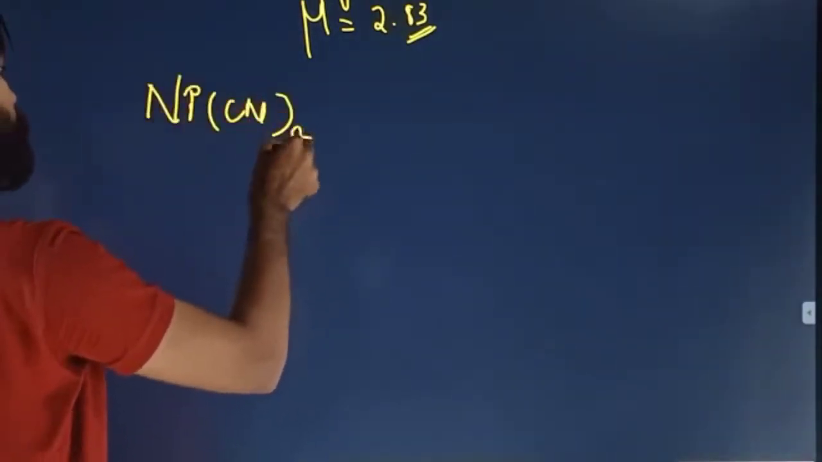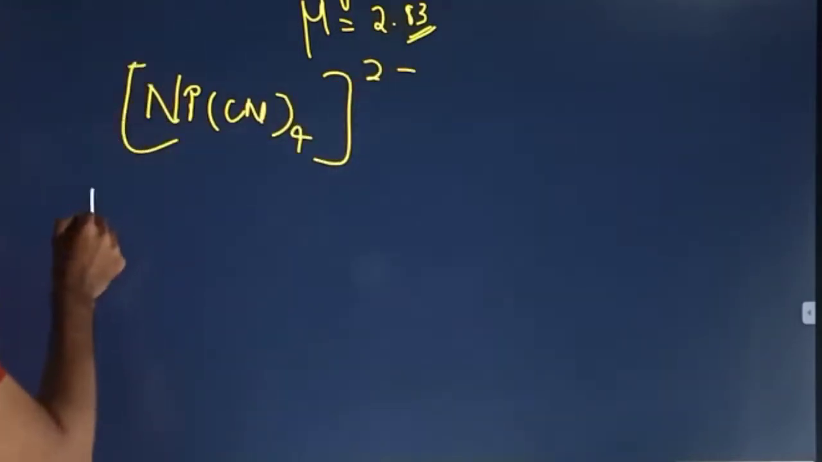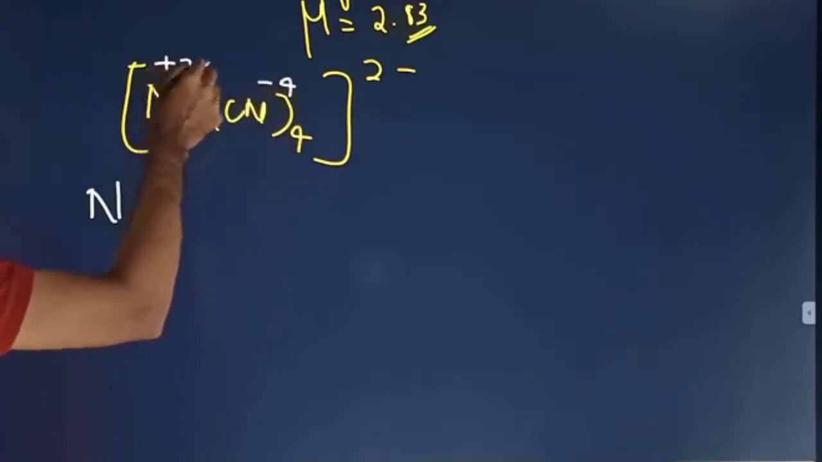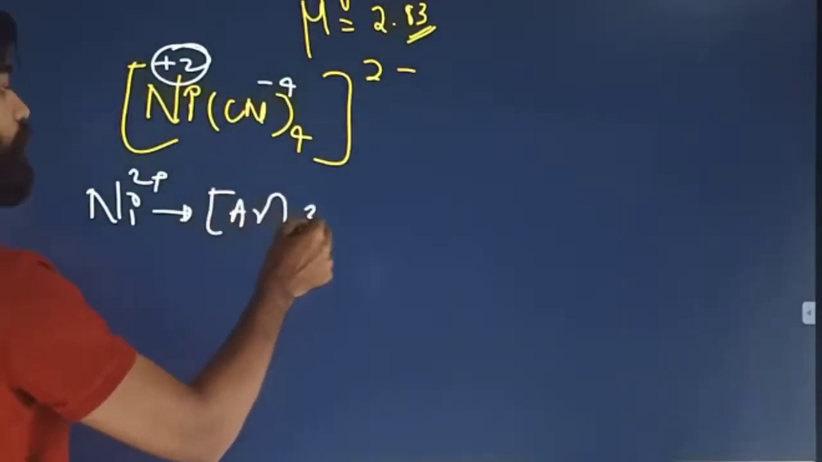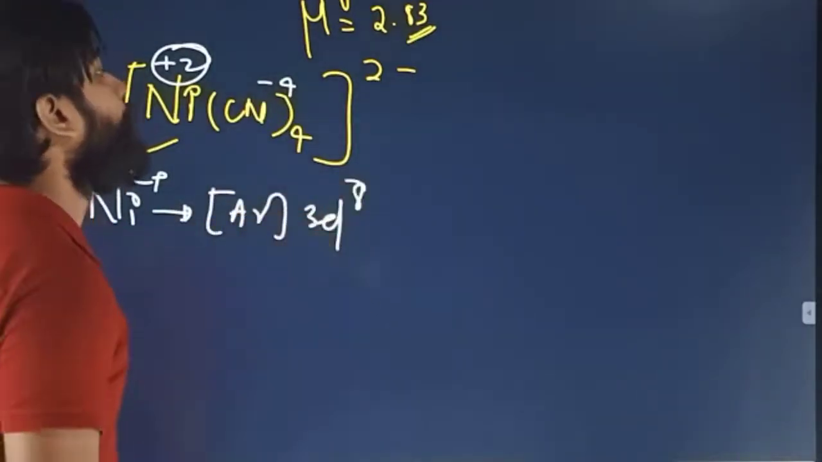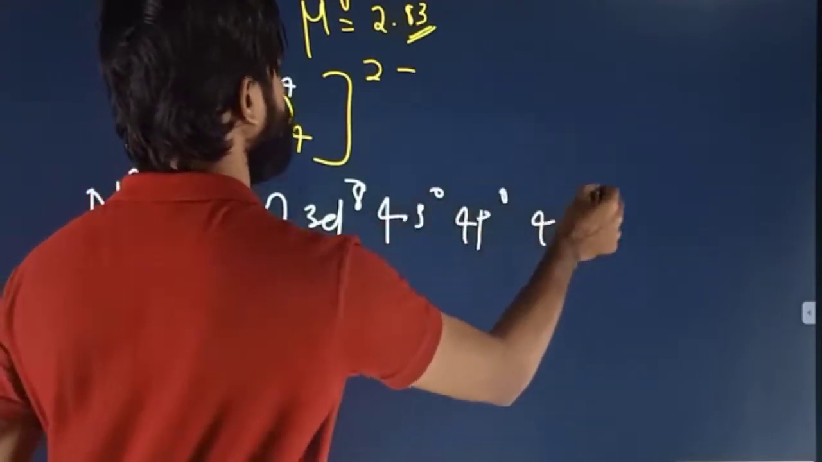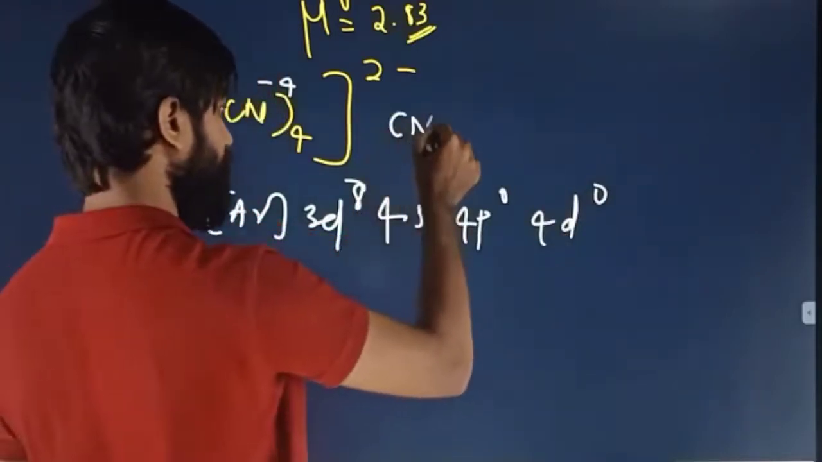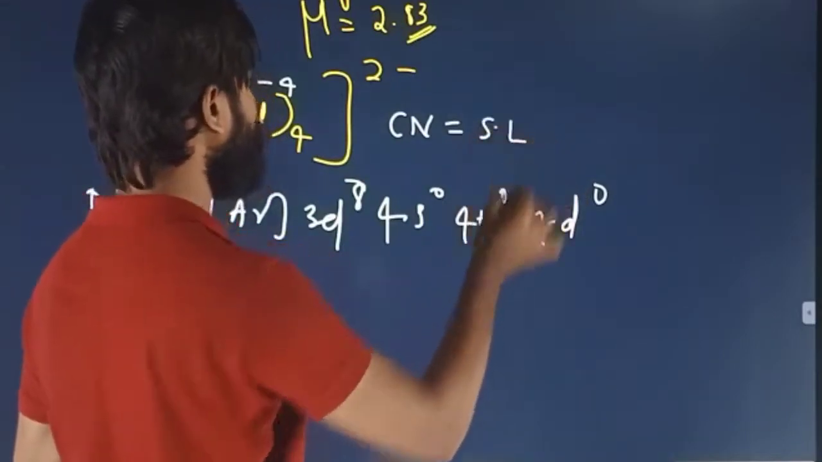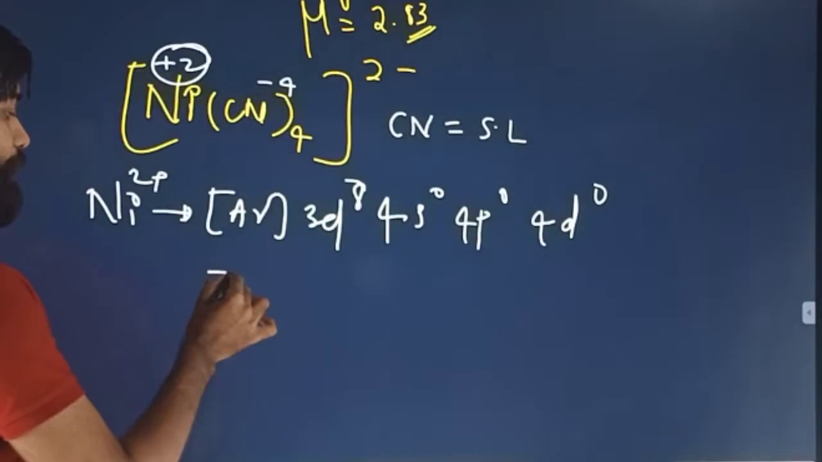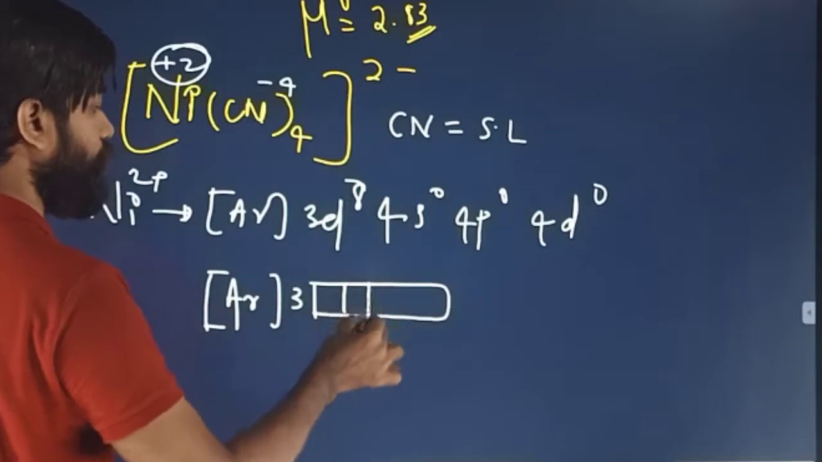Ni(CN)4 2 minus. Once again the very same nickel. Nickel is in +2 oxidation state. So the configuration of nickel is argon 3d8, 4s0 4p0 4d0. Here CN minus is a ligand where the donor atom is carbon. Carbon means it is a strong ligand, so it can pair up the inner d electrons.